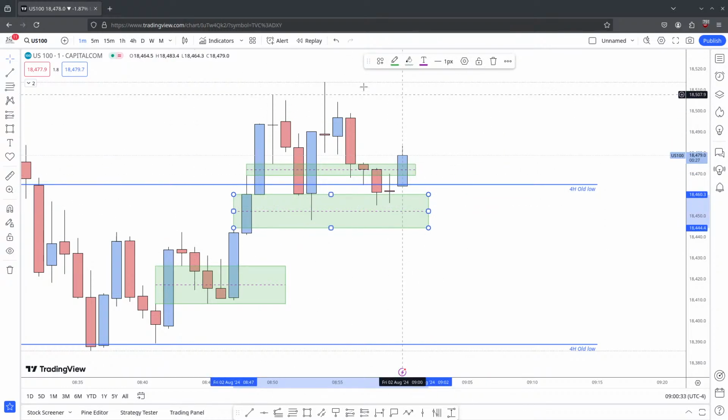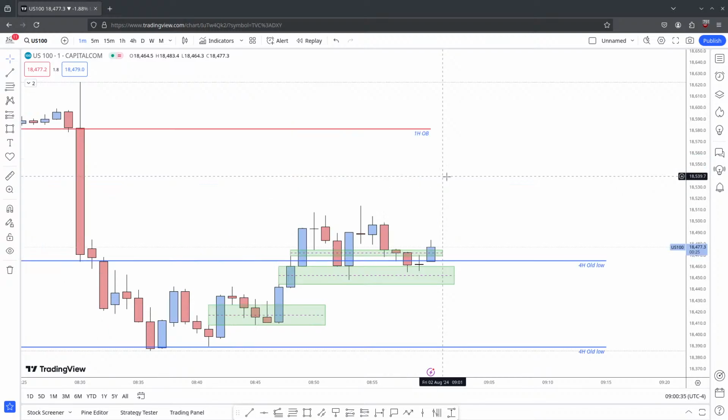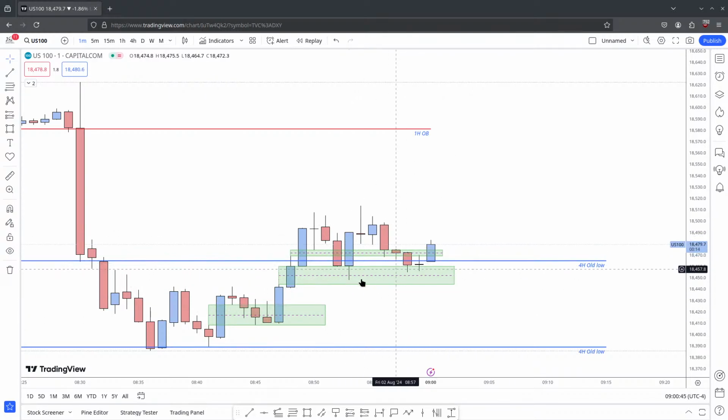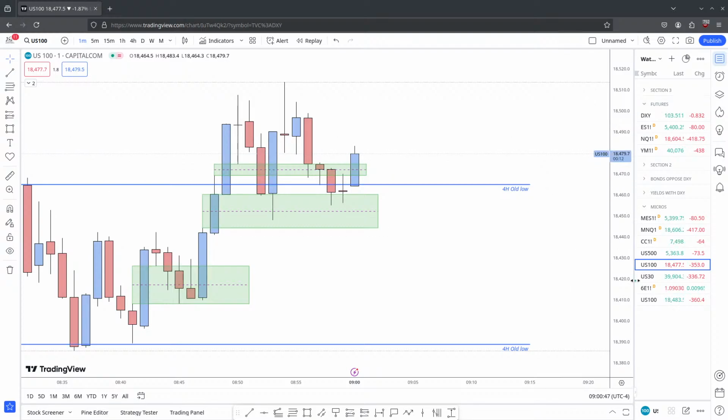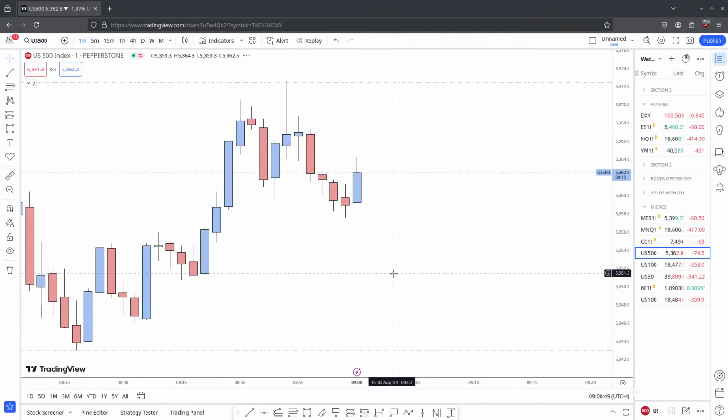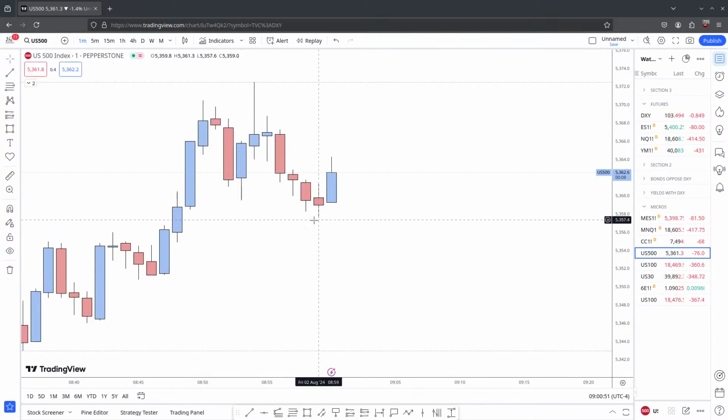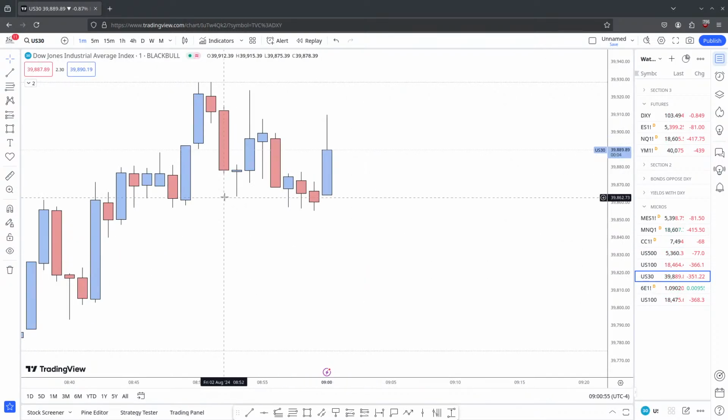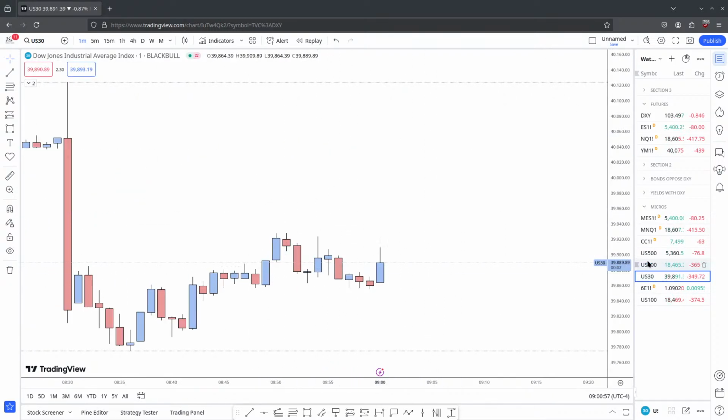We're just sitting sideways here though as well. Not moving anywhere fast. Notice that we have this low and this low here, a higher low. If we look at the US 500, we had a lower low. Same thing on US 30.